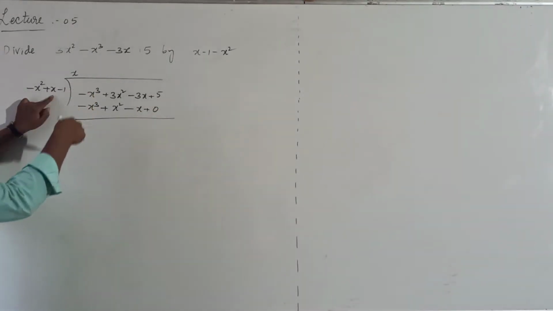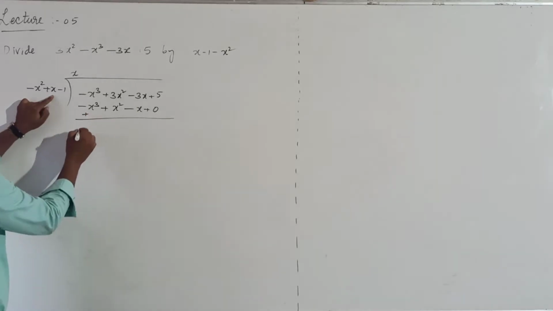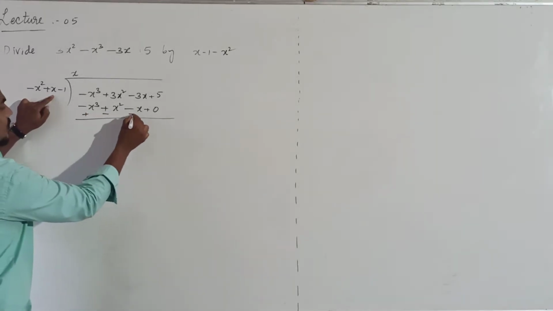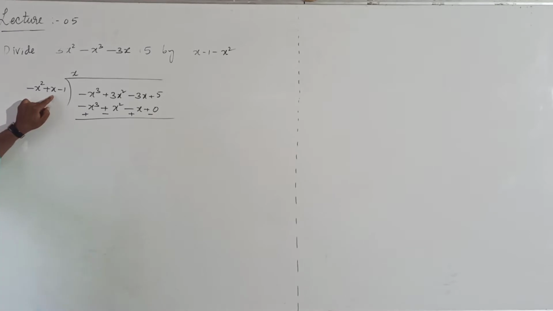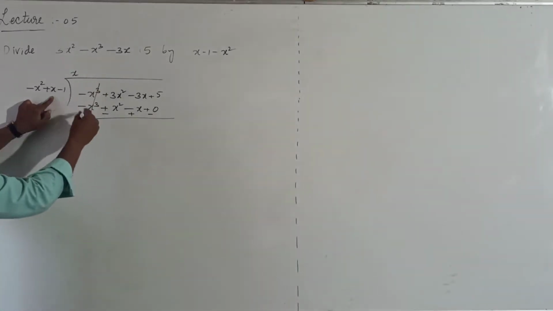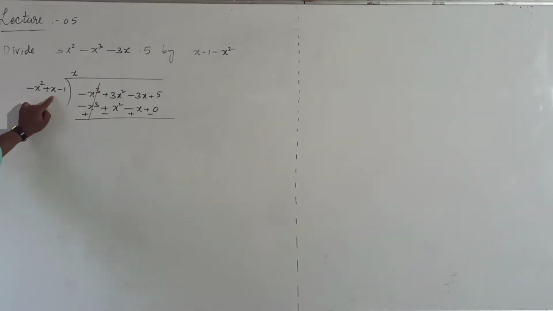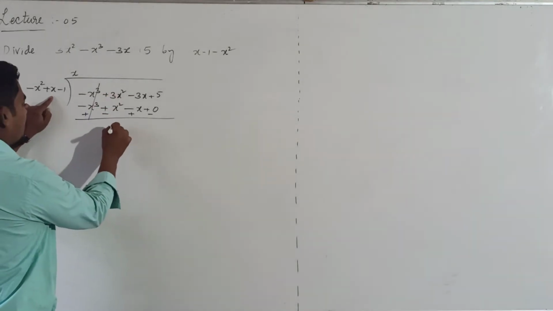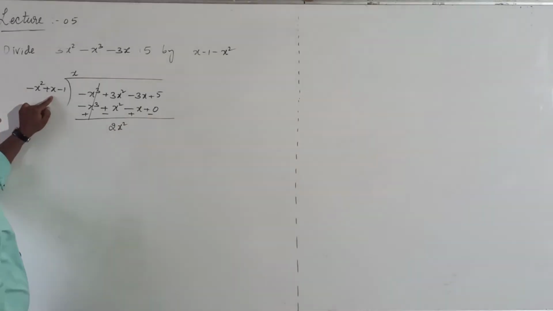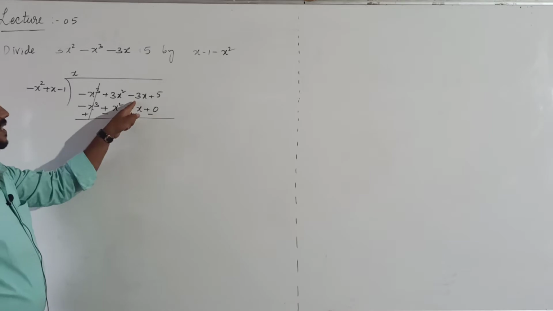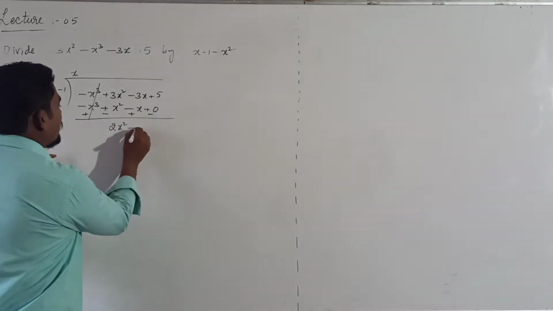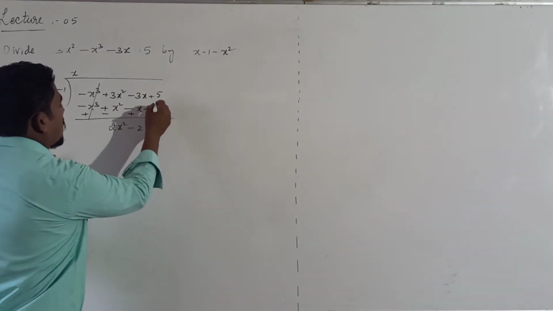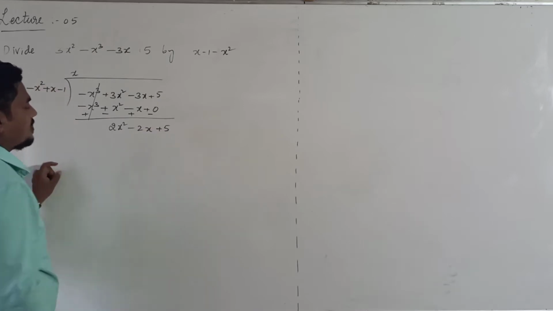Now subtract 1 and 2, or else just reverse the signs. Take positive, negative, positive, negative. Now these two terms will get cancelled. Now it will be 2x square minus 2x plus 5 remains.